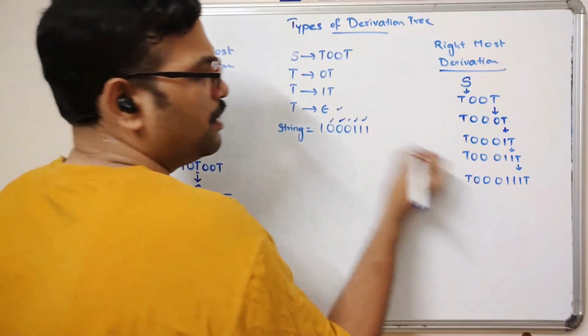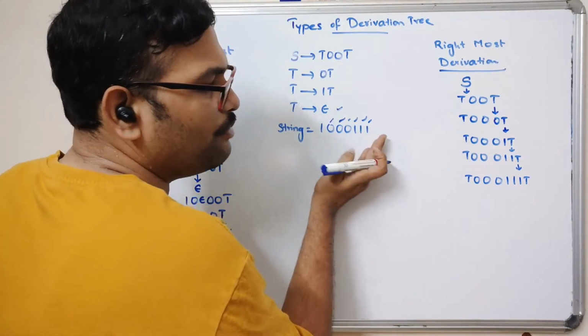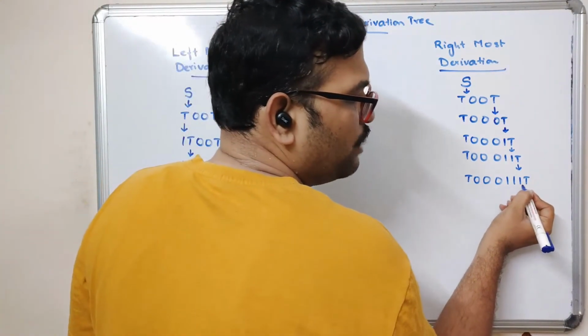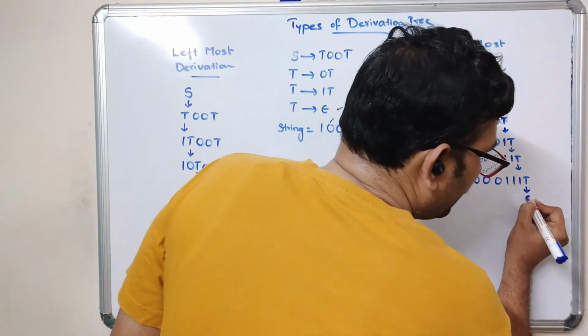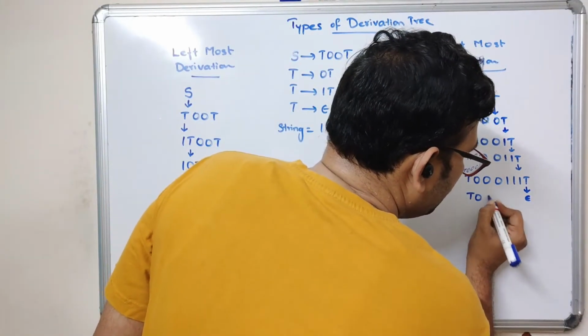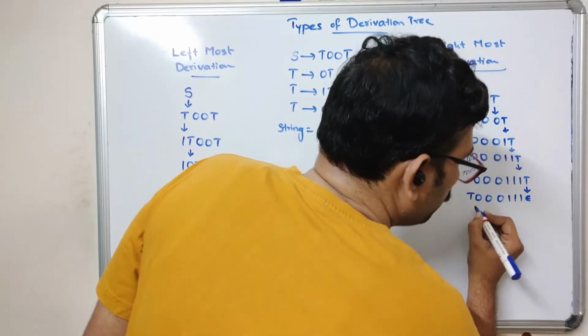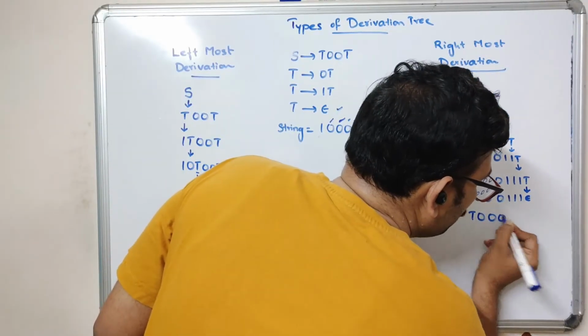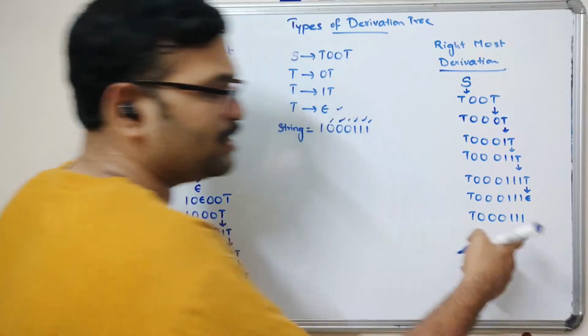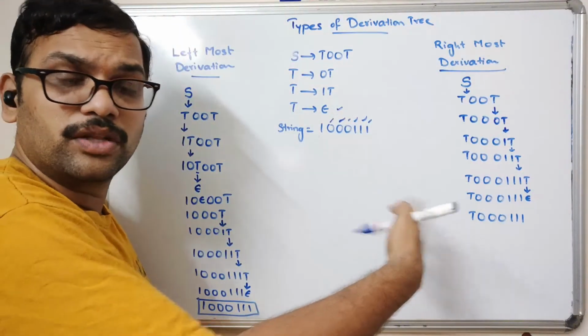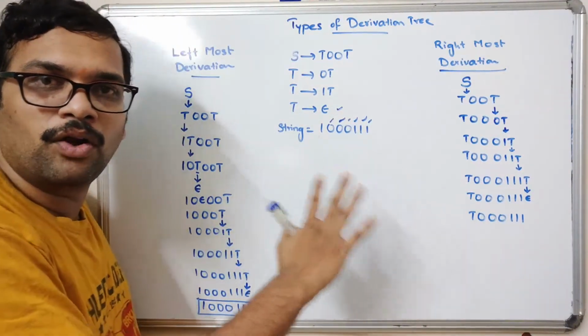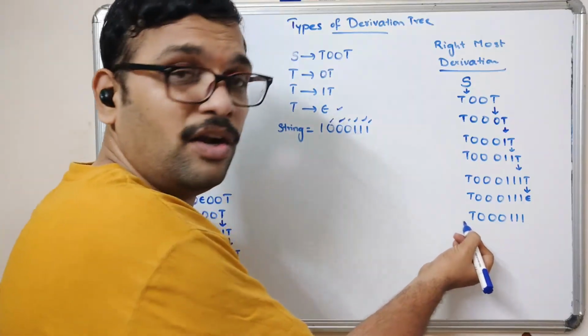Now you can observe here the string ends with three ones. So simply you can apply the epsilon here so that we will get T 0 0 0 1 1 1 epsilon, which is nothing but T 0 0 0 1 1 1. Now there is only one non-terminal.